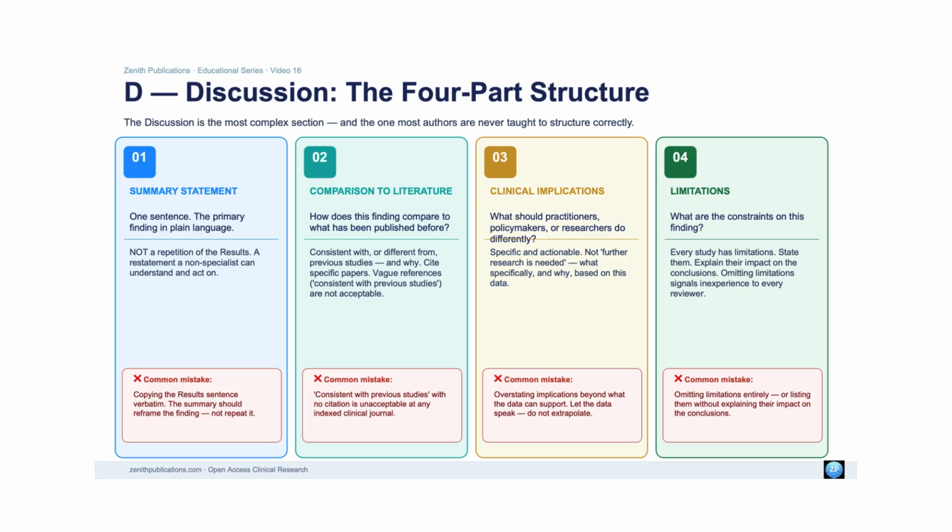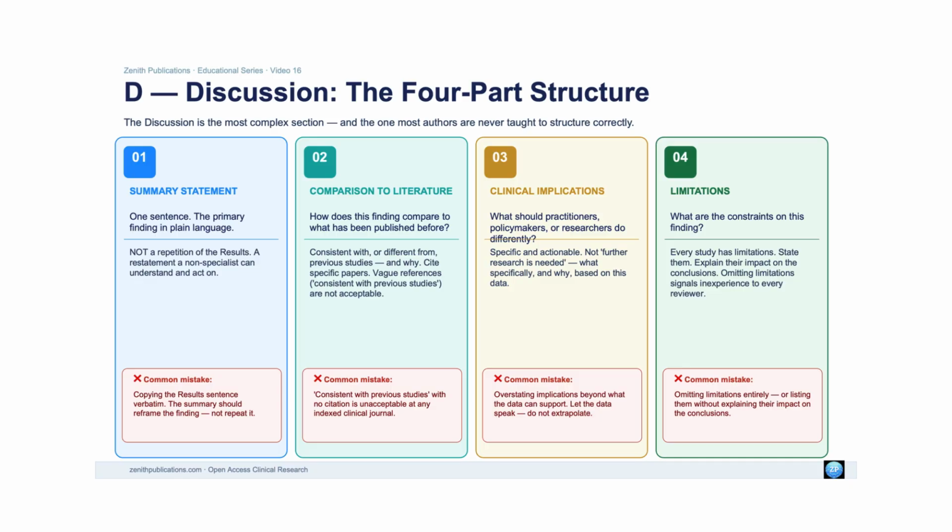Part 3, clinical or practical implications. What should practitioners, policymakers, or other researchers do differently because of this finding? This needs to be specific. Further research is needed, is not an implication, it is an admission that you have not thought about what your data actually supports. Part 4, limitations.